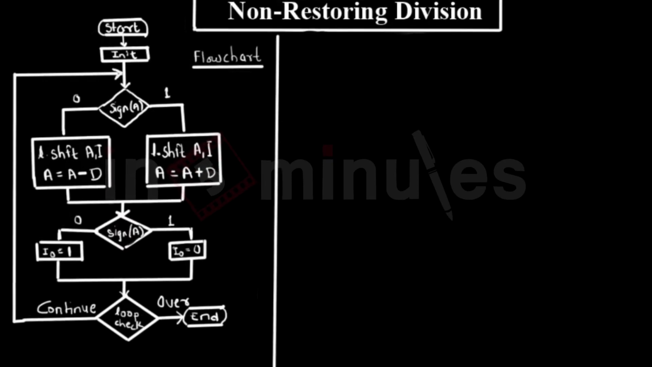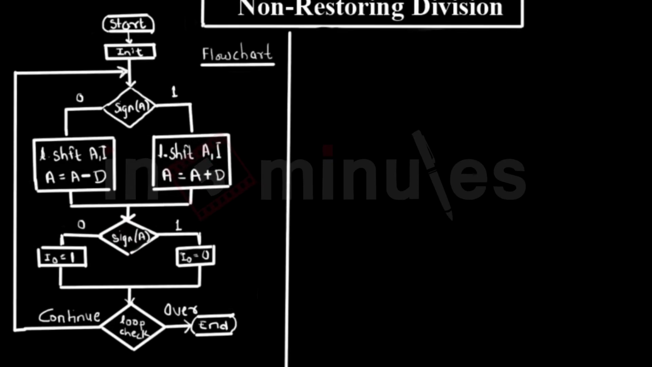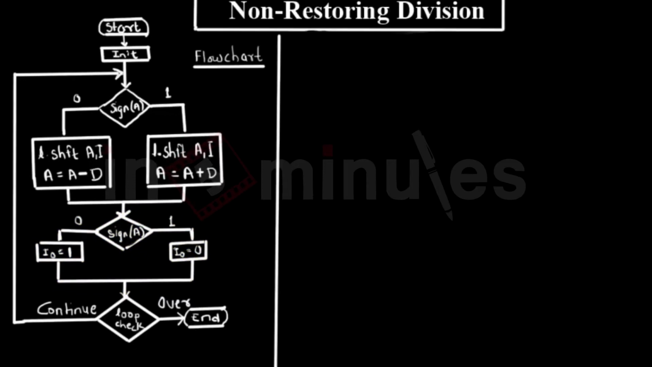Here you can see the flowchart for non-restoring division. After initialization, we check for the sign of A and we perform left shift and addition or subtraction depending on it. And after performing this operation, we again check the sign to assign the value to the I0. Now this operation is performed over and over n times for n bit number.